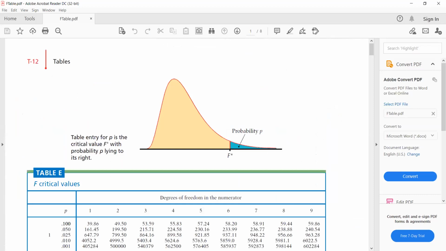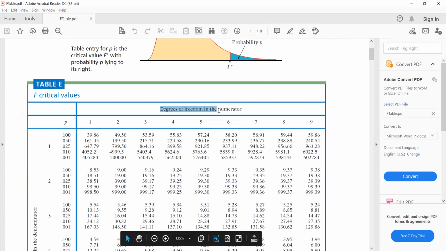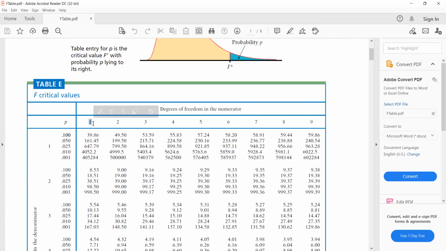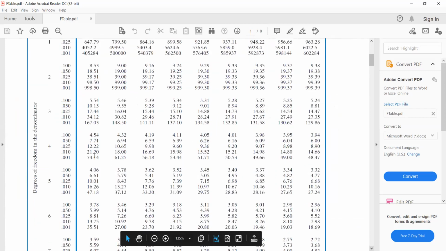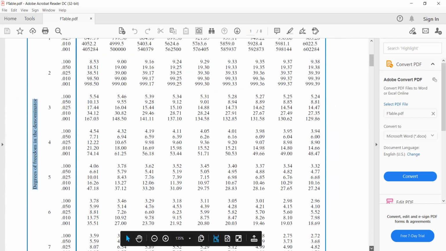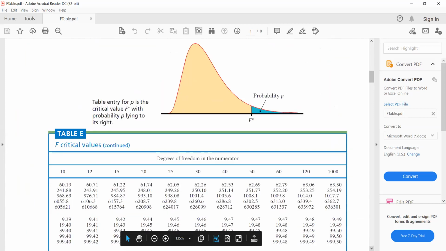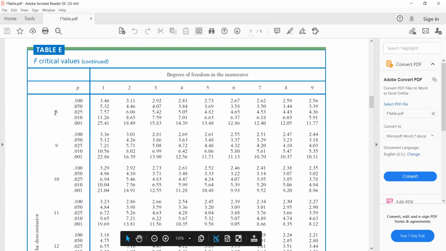Okay, in this F table, you have the degrees of freedom of the numerator here. Our degrees of freedom of the numerator is 1, so we have to read the first column. And on this side, you have the degrees of freedom of the denominator. Ours is 8, so we have to check 8 from the table. It's not here, so let's go down. Okay, you see, you have 8 here and 1 here.